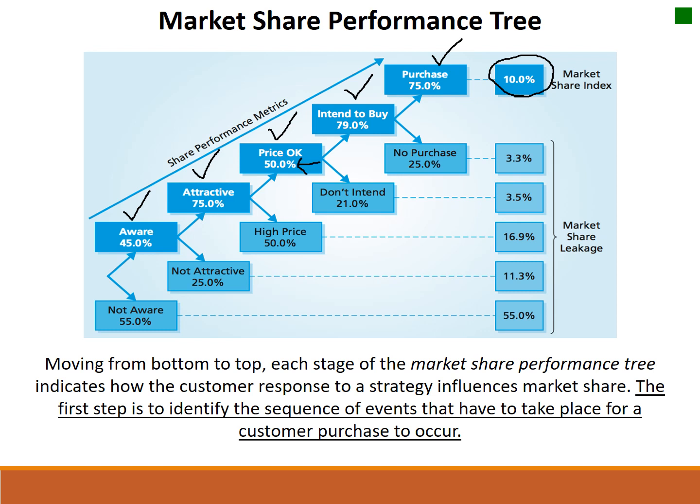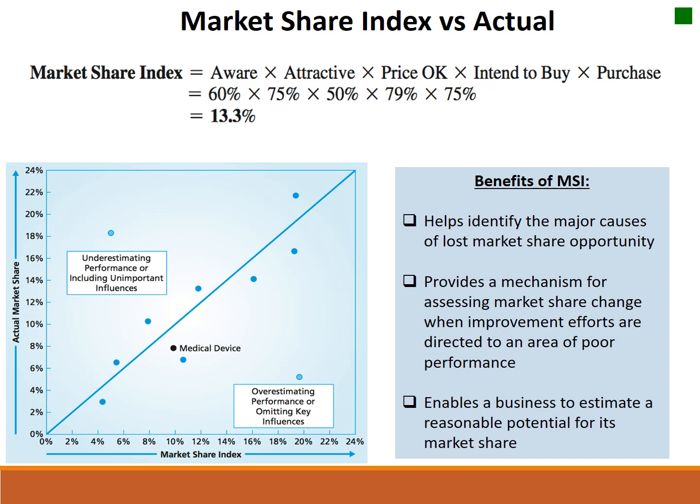Okay, so that's the concept of estimating market share using this method. There are other methods, of course, to estimate market share, but the market share index is one method. So we have formally here the market share index, where we multiply the percentages of awareness, attractive, price, intention to buy, and purchase rate, and we get this percentage. Now again, if we want to create an index out of this, we multiply this number by 100.